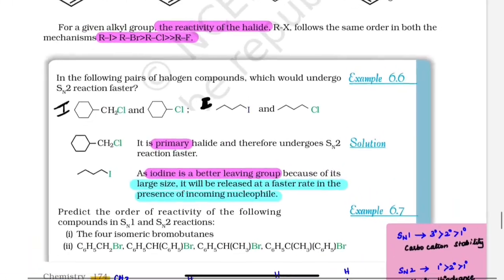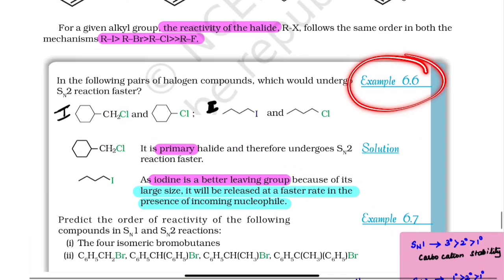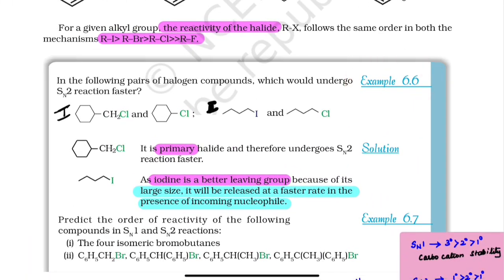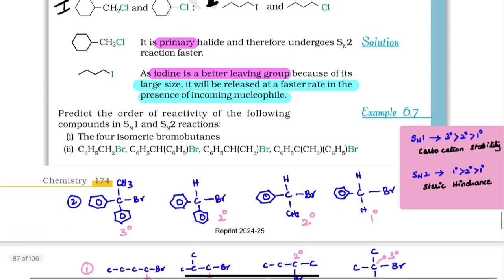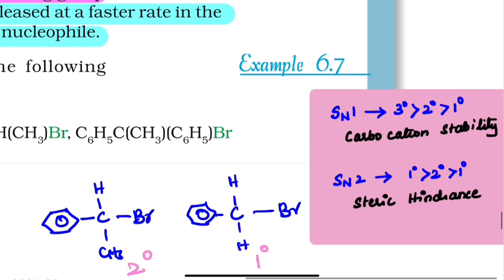So now we will solve this example 6.6. In the following pair of halogen compounds, which would undergo SN2 reaction faster? So students, first remember this. For SN1, the rate of reaction for tertiary will be more, then secondary and then primary, and you have to check the stability of carbocation. For SN2, primary is greater than secondary, which is greater than tertiary.